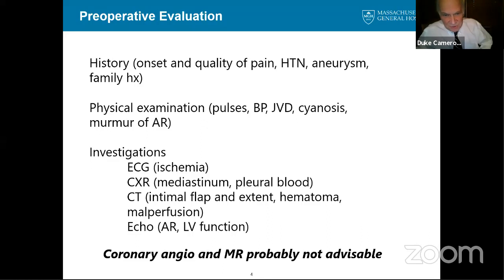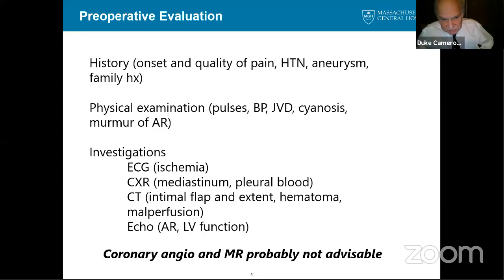You got to know what the pulses are in the extremities. What's their blood pressure? Are they tachycardic? Are the neck veins distended? Do they have acrocyanosis? Is there a murmur of aortic regurgitation? Is the abdomen tender? The investigations that we rely on are the EKG to look for signs of coronary ischemia.